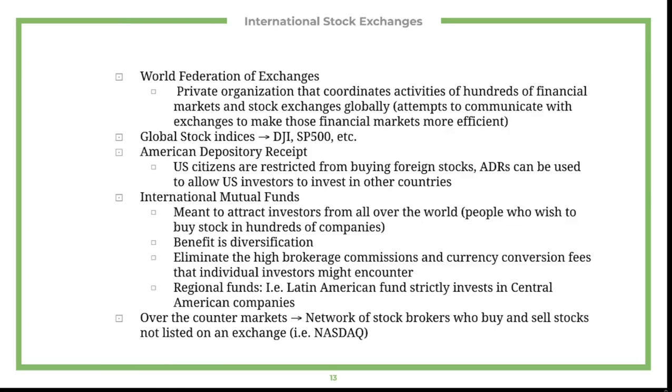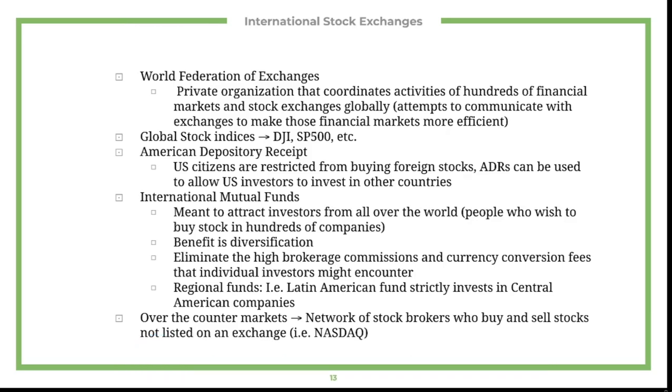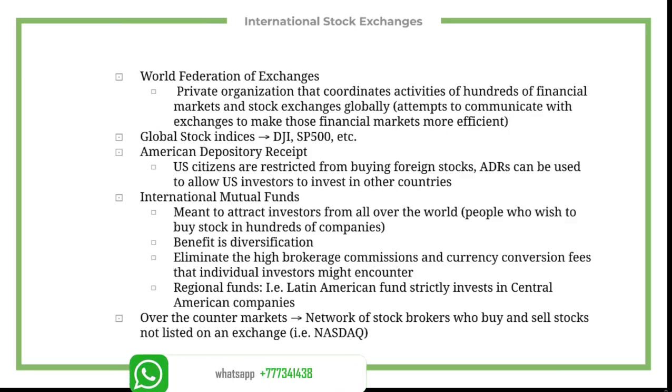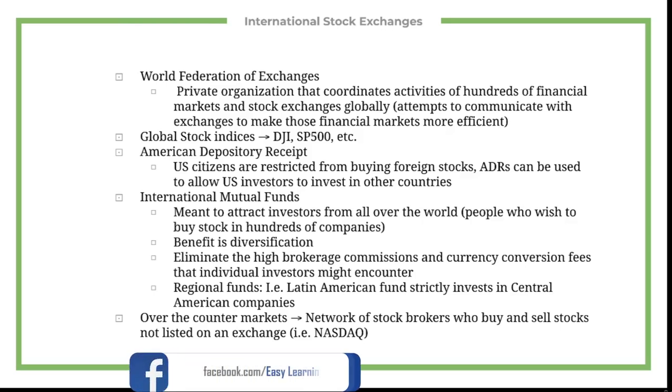And next we have American Depository Receipts. US citizens are restricted from buying foreign stocks, and ADRs can be used to allow US investors to invest in other countries. And then we have international mutual funds. These are meant to attract investors from all over the world, people that wish to buy stock in hundreds of different companies. The benefit of international mutual funds is diversification. And with international mutual funds, you eliminate the high commissions that come with the brokerage and the currency conversion fees that individual investors would have to encounter.